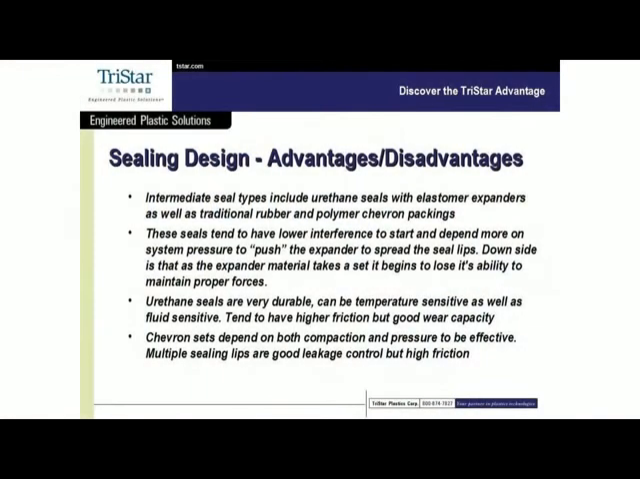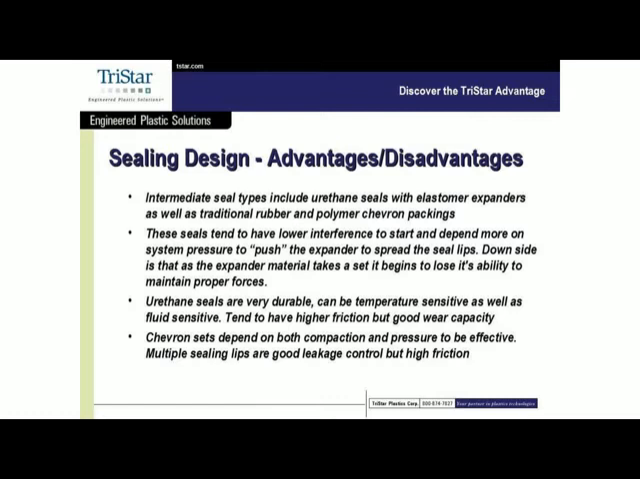The intermediate designs, as I mentioned, are the urethane seals that use elastomer expanders. These are fairly traditional designs along with the chevron packings. These tend to have lower interferences to start with, depending more on system pressure to push down and expand the seal lips. The downside on this is the expander material does take a set over time and loses its ability to maintain the proper forces.